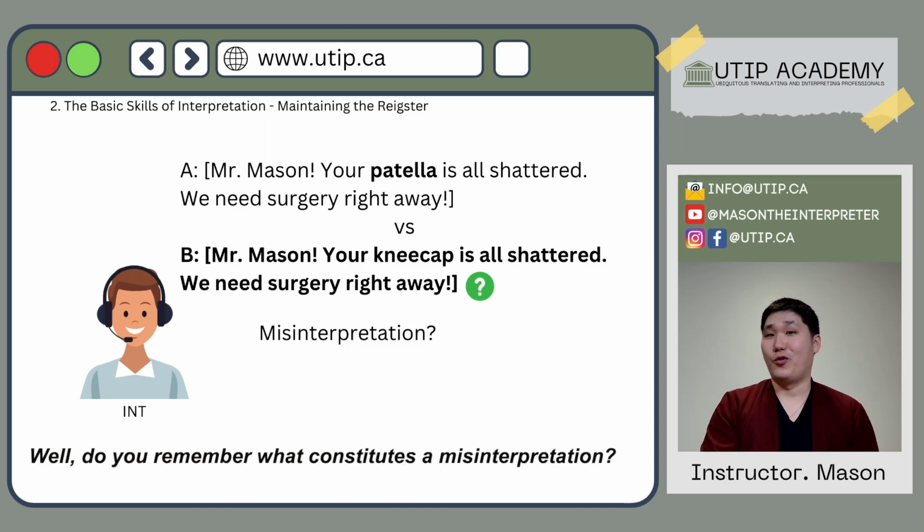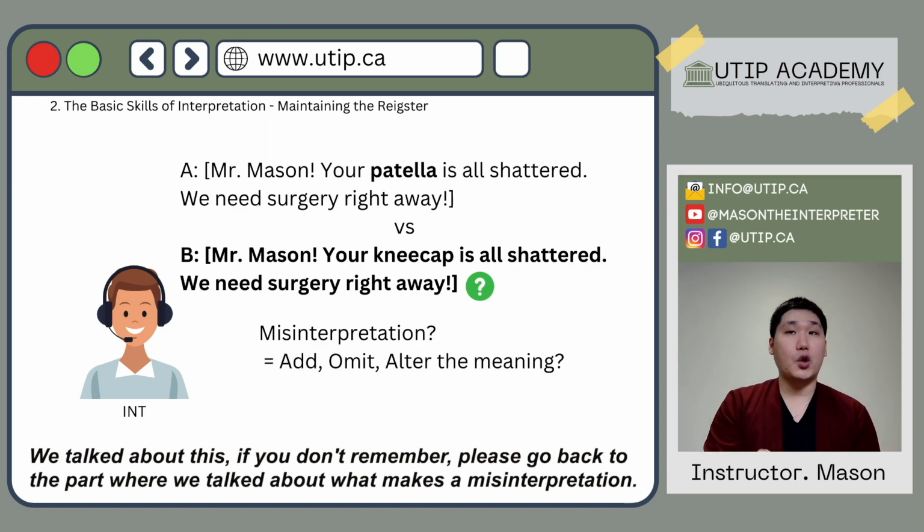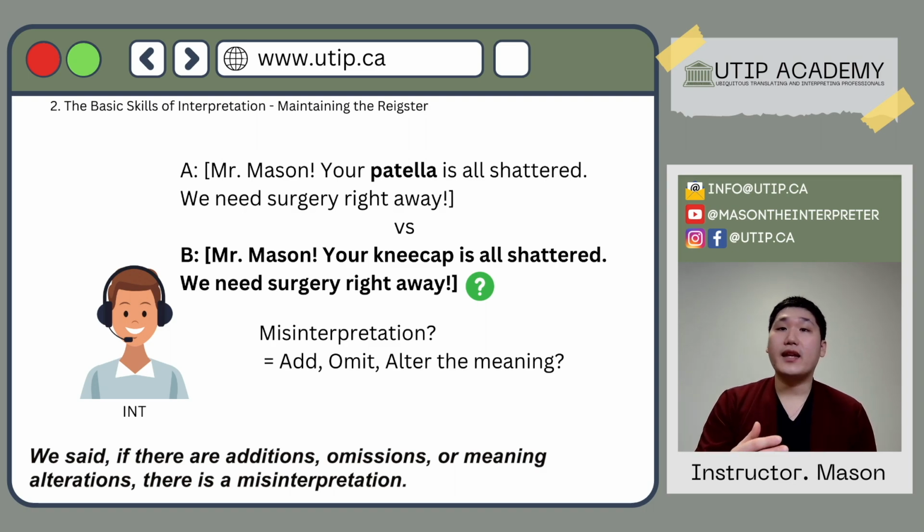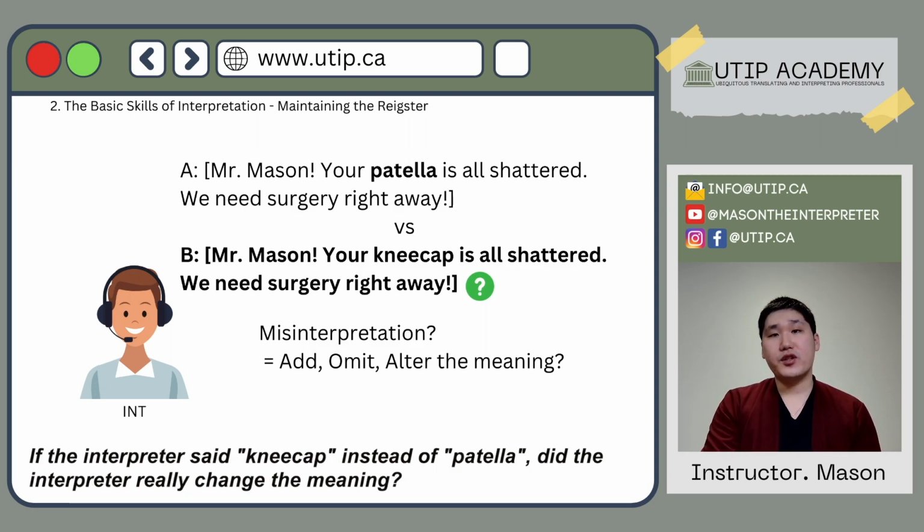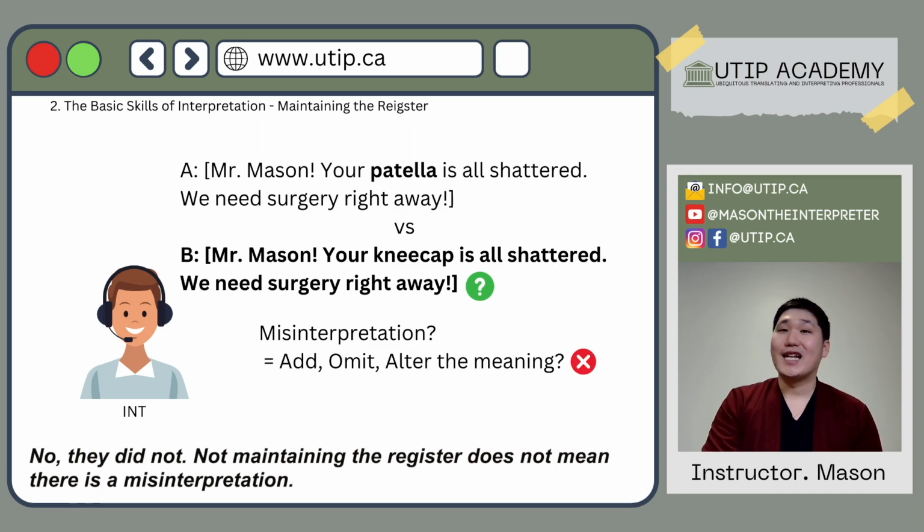Well, do you remember what constitutes a misinterpretation? We talked about this. If you don't remember this, please go back to the part where we talked about what makes a misinterpretation. We said if there are additions, omissions, or meaning alterations, there is a misinterpretation. If the interpreter said kneecap instead of patella, did the interpreter really change the meaning? No, they did not. Not maintaining the register does not mean there is a misinterpretation.